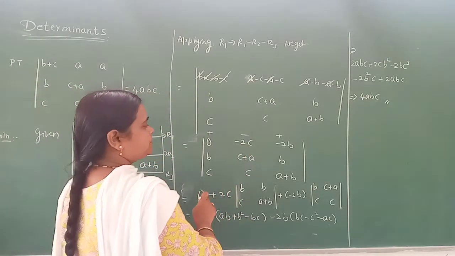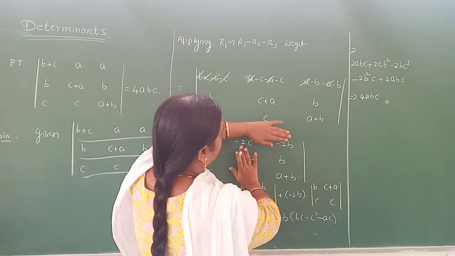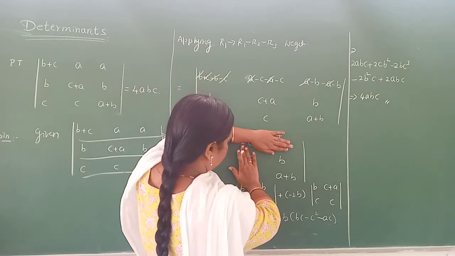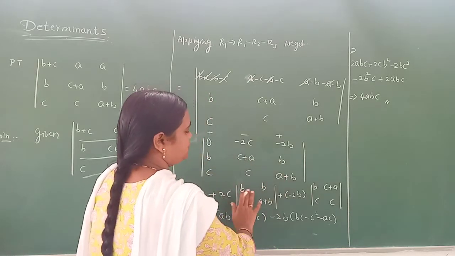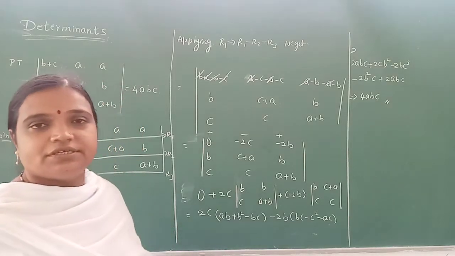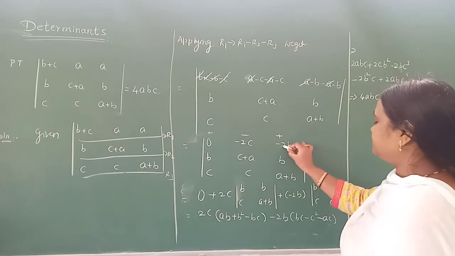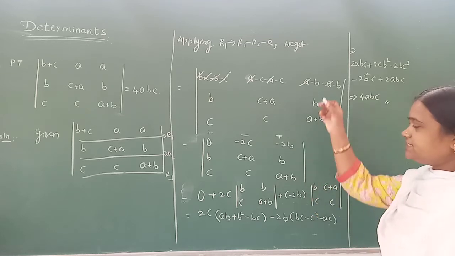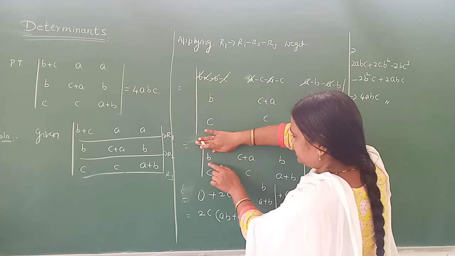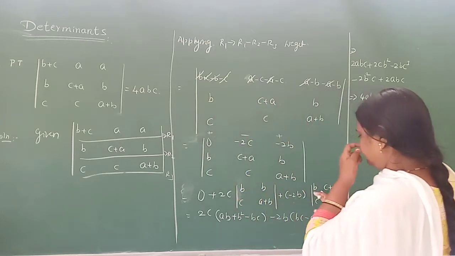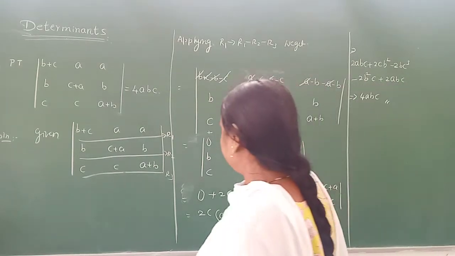For the expansion of this, delete the corresponding row and column, and we get b, c, a plus c, b, c, a plus b. Okay. Next for plus as it is, next minus 2b. For this expansion, delete the corresponding row and column, we get b, c plus a, c, c, b, c plus a, c, c. Okay. Next, apply cross multiplication.